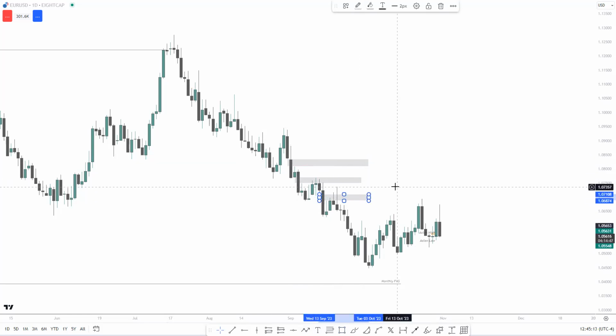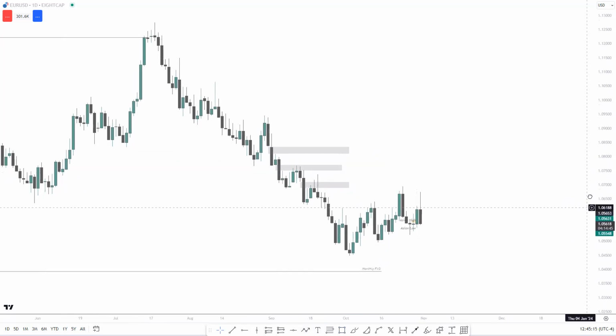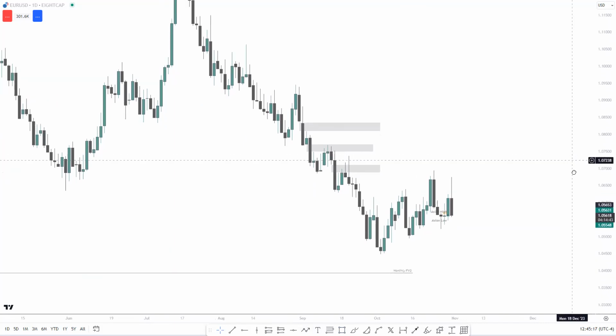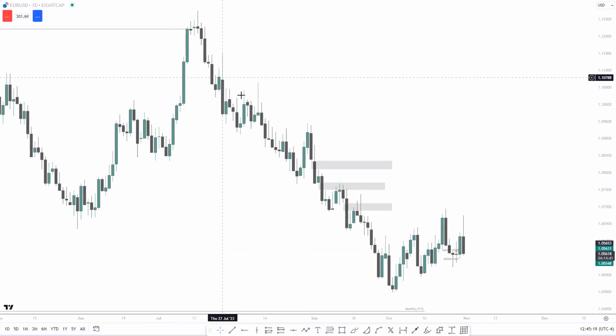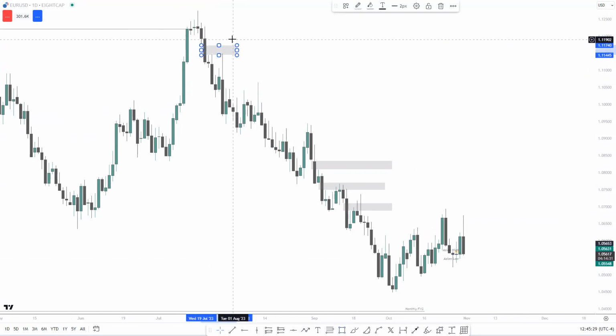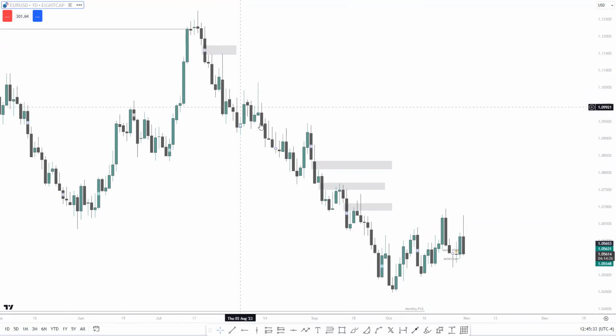This is also external range liquidity. Now have a look at this price action right here. So we have a bearish order flow. You see the market gets into internal range liquidity. So here is our internal range liquidity. It gets into that and goes lower to take out external range liquidity.